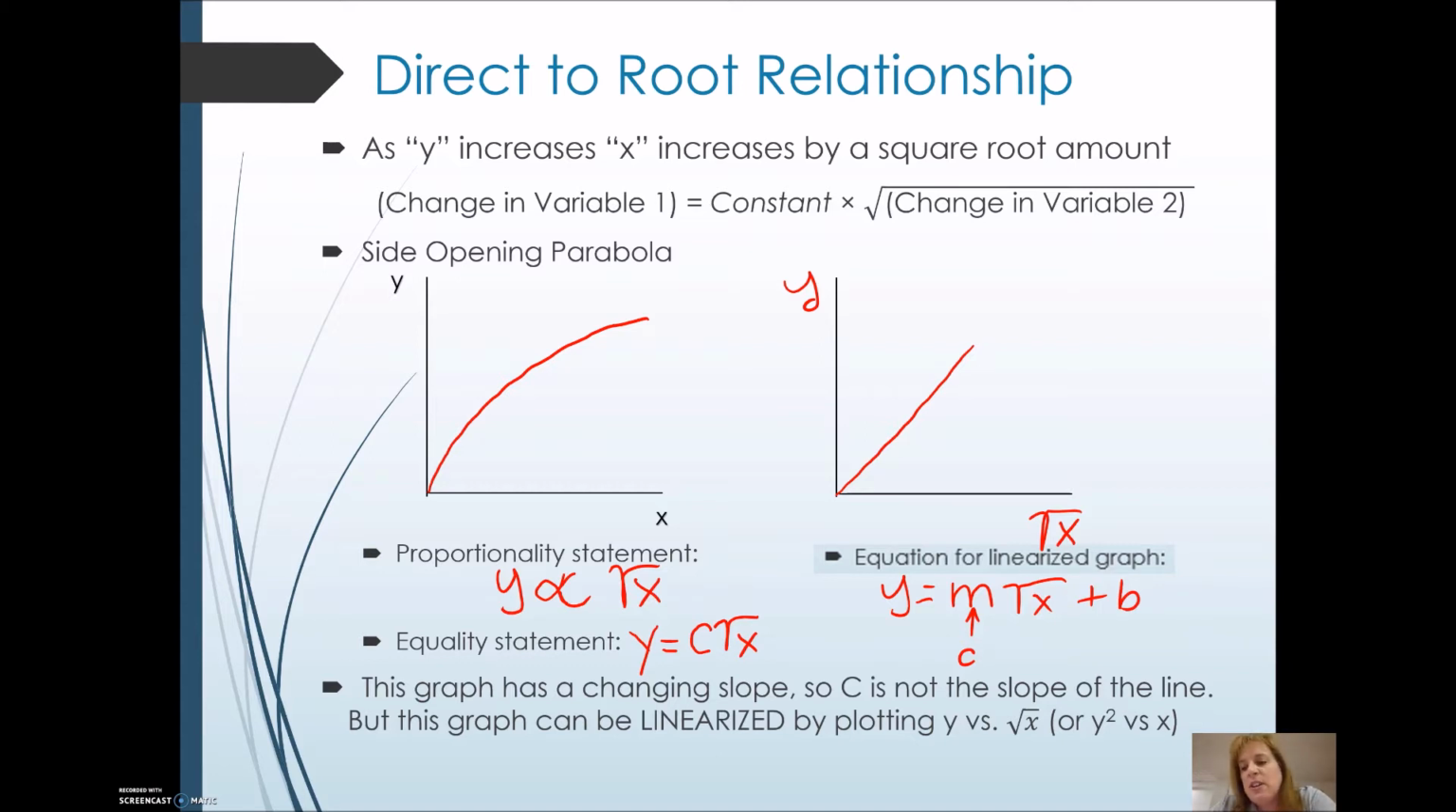Now, there's actually another thing you could do to get this to be a straight line. The other thing you could do is this. You could actually square the y values instead.